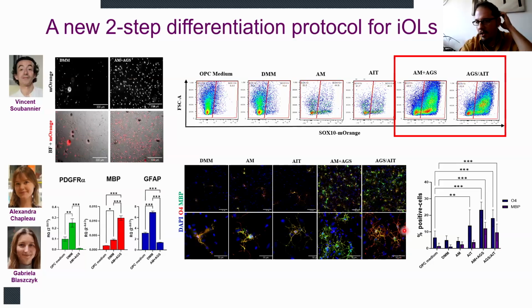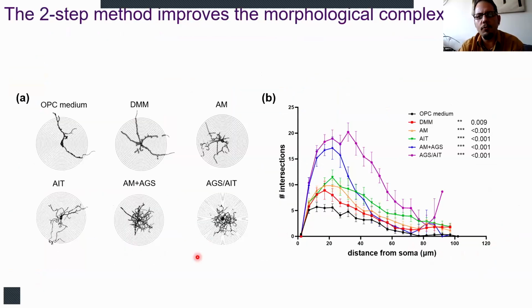And you can see here how the percentage of O4 and MBP positive cells is greatly increased by both protocols. The withdrawal of astrocyte growth supplement doesn't lead necessarily to a greater increase in the percentage of O4 and MBP positive cells. However, it leads to an improvement in the morphology of these oligodendrocytes that we can measure with Sholl analysis in terms of multi-branching.